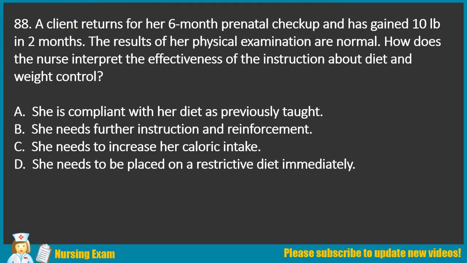Question 88. A client returns for her 6-month prenatal checkup and has gained 10 pounds in 2 months. The results of her physical examination are normal. How does the nurse interpret the effectiveness of the instruction about diet and weight control? A. She is compliant with her diet as previously taught. B. She needs further instruction and reinforcement. C. She needs to increase her caloric intake. D. She needs to be placed on a restrictive diet immediately.